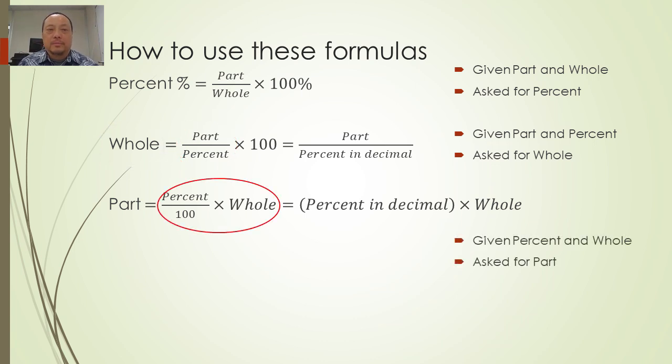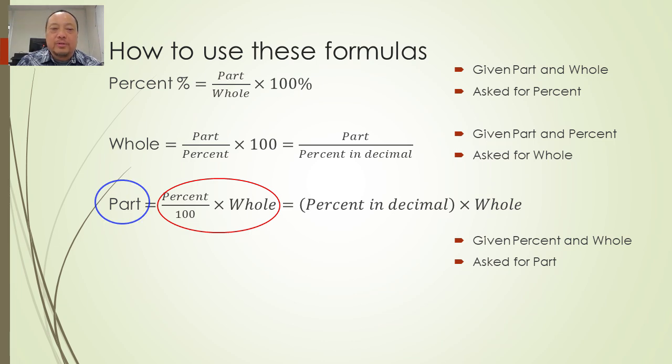Third formula. On the right, the percent and the whole. On the left, it says part. That means the question asks for the part, and we're given the percent and the whole. So if that's the situation, use this formula.